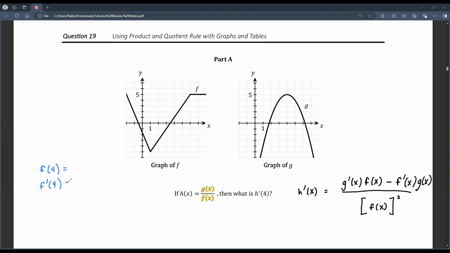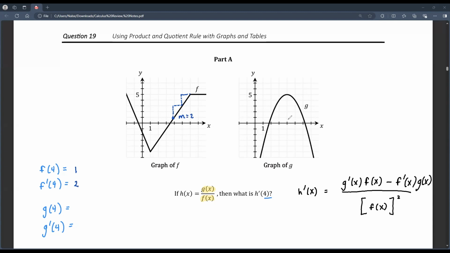Now, from the graphs, we need to find f, f prime, g, and g prime, all when x is 4. The function values are the y values from the graph, and the derivatives amount to the slopes of f and g. You should see that f has a value of 1 when x is 4. And what is the slope at this point on f? It has a slope of 2, found by using rise over run.